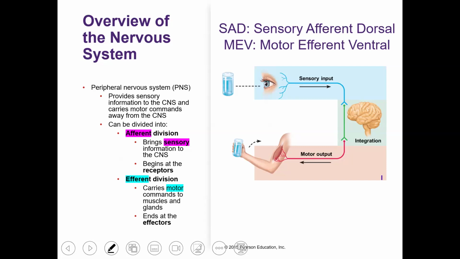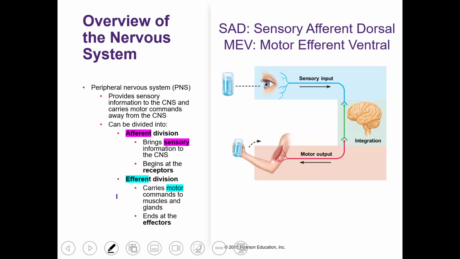So, overview of our nervous system here. We're going to look at peripheral nervous system, providing sensory information towards the central nervous system and carries motor commands away from the central nervous system. Again, we're going to divide it out into afferent being sensory, okay? Afferent being sensory, and efferent being motor.